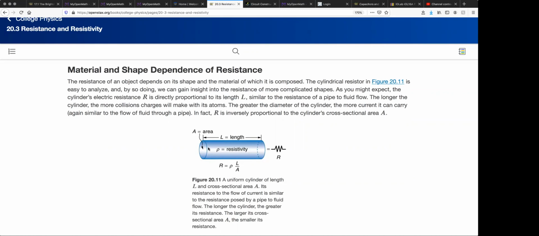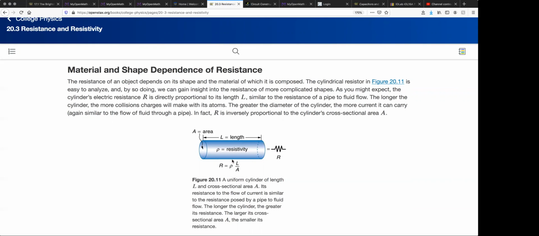If you have a current flowing through a material in this direction, you need to know the cross-sectional area of the material. It doesn't matter what the shape is, as long as you can figure out the cross-sectional area. You need to know how long the current is going to flow through the material, so the length of the material. And then you need to know the resistivity, which is something that is measured about the material, which is how much resistance that particular material has per unit length, essentially.